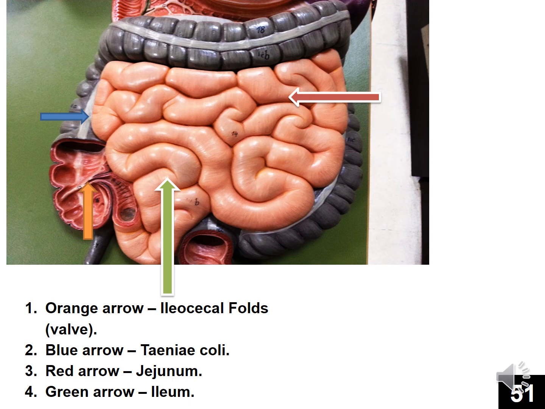Here are the various parts of the small intestine. The one marked at the top in red is the jejunum, and the one in green is the ileum. And you can see with the blue color arrow the taeniae coli on the ascending colon. Also, with the pink-orange arrow you can see on the cecum how the terminal part of the ileum protrudes into the cecum, creating two folds, superior and inferior, which act as the ileocecal valve.